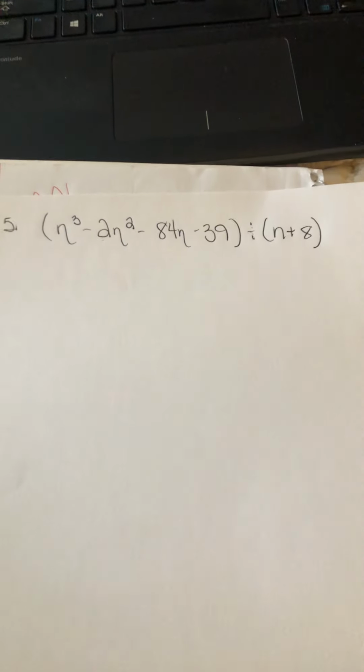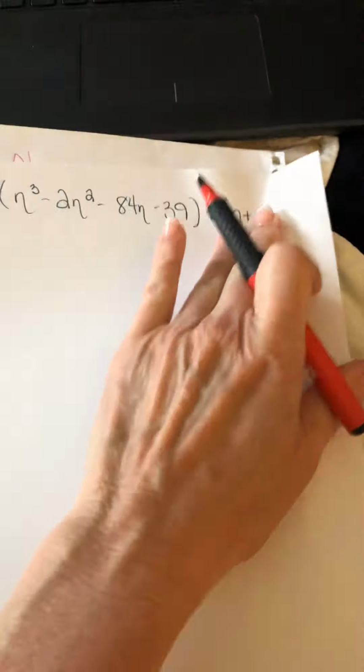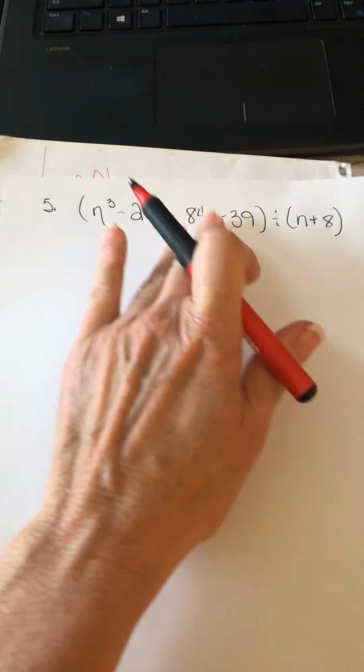Okay, the first thing I'm going to do is make sure that our exponents are lined up correctly. So we have a 3, 2, 1, constant. So we're fine, no need to insert zeros. Now this time we can't just take the n plus 8 and write it underneath every term as last time. This is when we have to actually incorporate synthetic division.